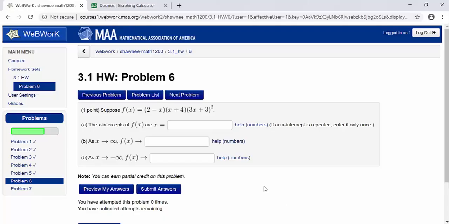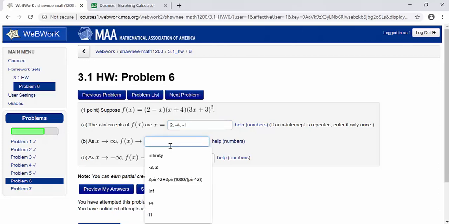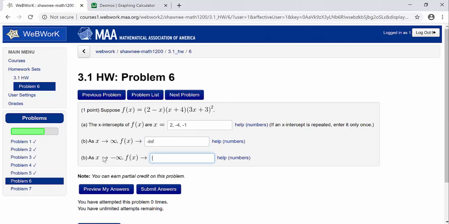Now back to WebWork. We saw that the x-intercepts were at 2, negative 4, and negative 1. We need to separate these with a comma: 2, negative 4, and negative 1. And as x goes to infinity, that means way to the right, f of x is going down to negative infinity. And as x goes to negative infinity, way out to the left, f of x is going to negative infinity.